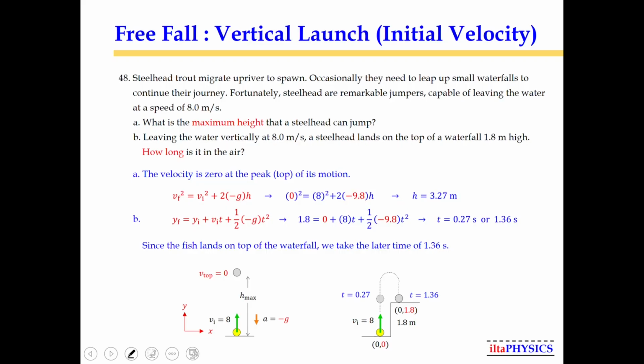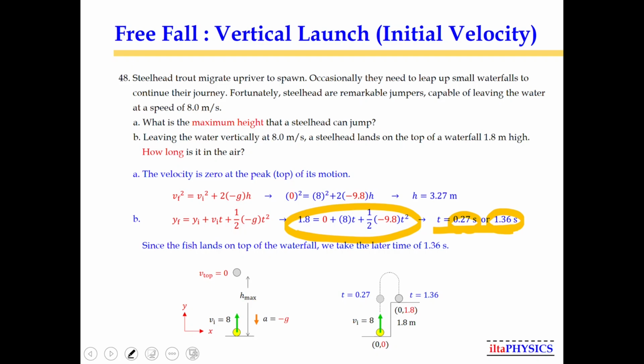Next, let's find the time it takes to reach 1.8 meters. We'll use the position equation. The initial position is 0 because that's our origin. The initial velocity is positive 8. Plugging in negative 9.8 for gravity, we get a quadratic equation for t. Solving this quadratic gives us two values for t, 0.27 seconds and 1.36 seconds.